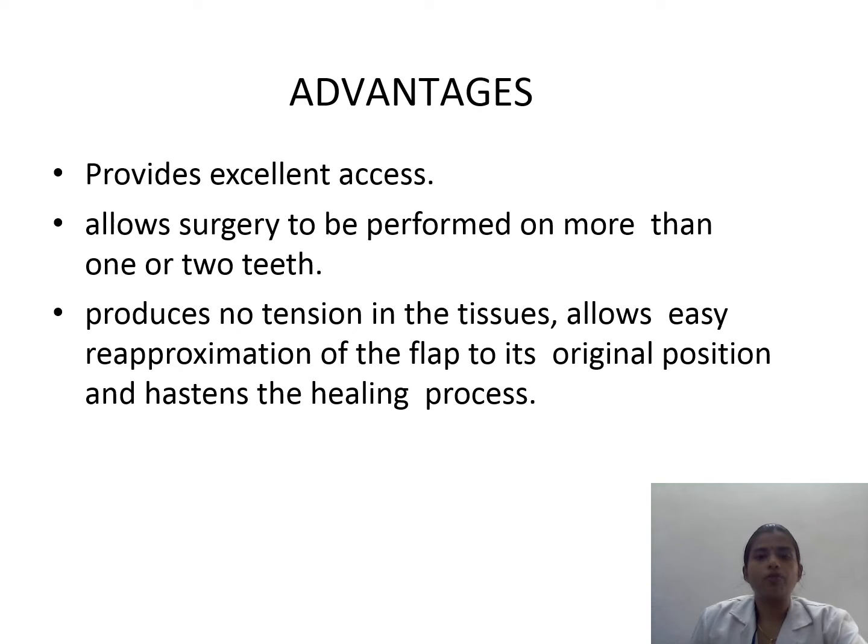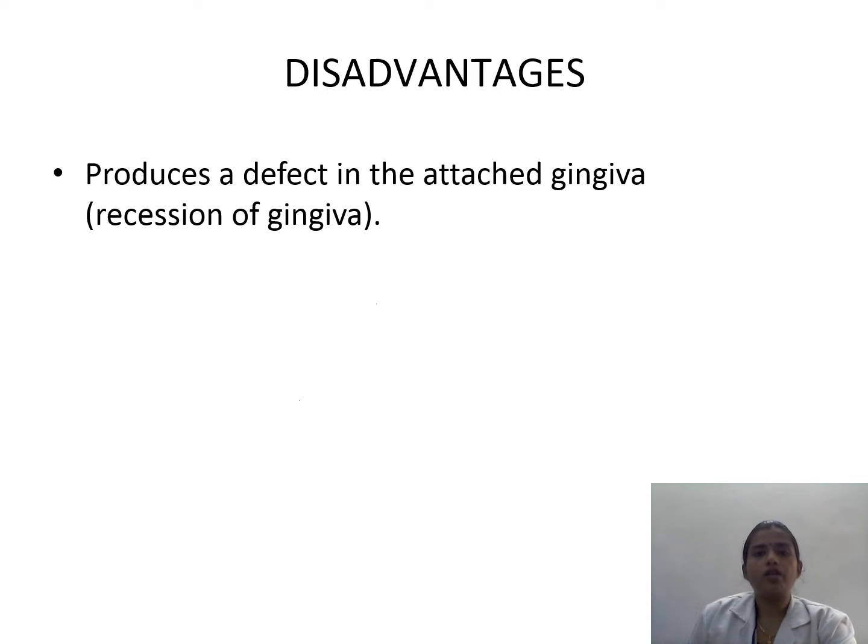It allows surgery to be performed on one or more teeth, produces no tension in the tissues, allows easy reapproximation of the flap to its original position and hastens the healing process. Disadvantages of the trapezoidal flap: it produces a defect in the attached gingiva. So this leads to recession of the gingiva.